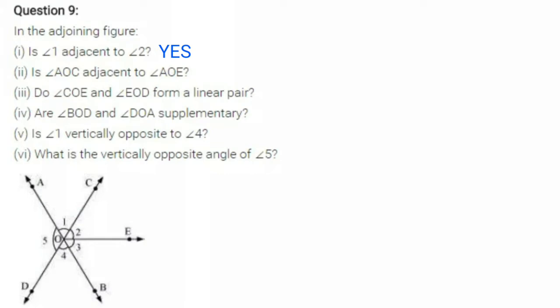Now come to your second bit. Is angle AOC adjacent to angle AOE? It is no. They have common vertex O, common arm OA, but their non-common arms are on the same side of the common arm.